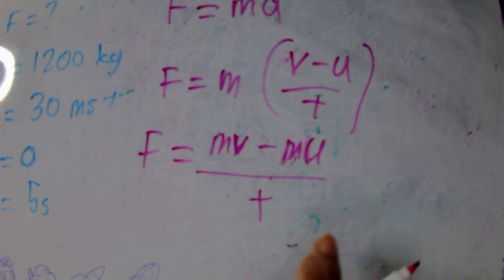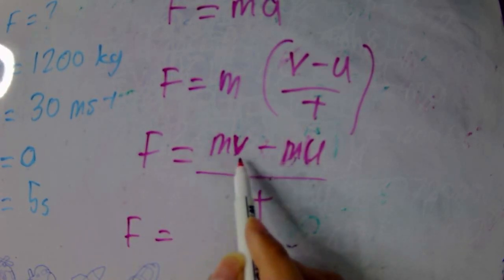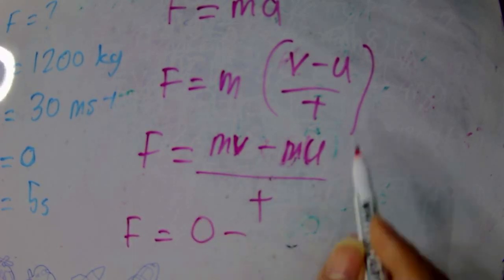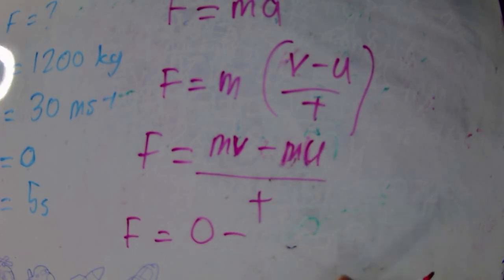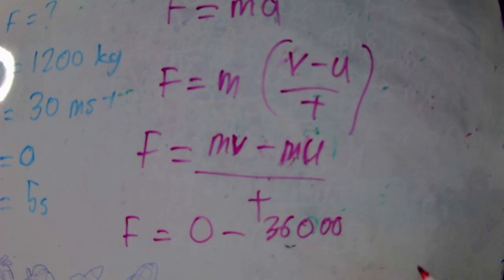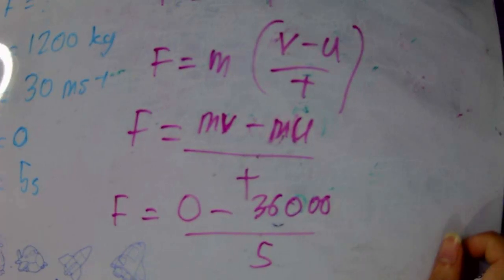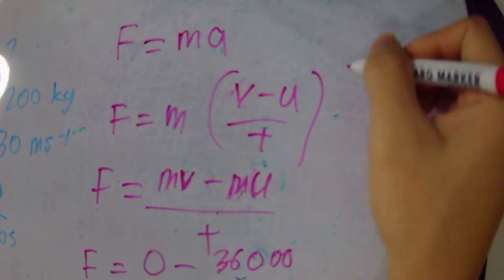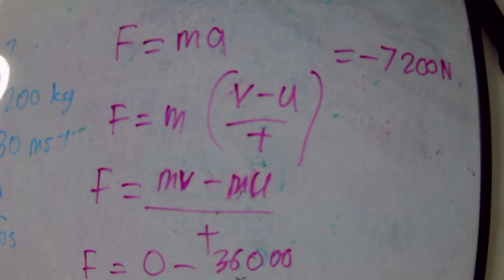And if you try it out, you'll see you get the same answer. So mv, mass times final velocity. Final velocity is 0, so we'll put 0 minus mu. So m is 1,200, u is 30. So you get 36,000 divided by 5. And you still end up with the exact same final answer of negative 2,000 newtons.